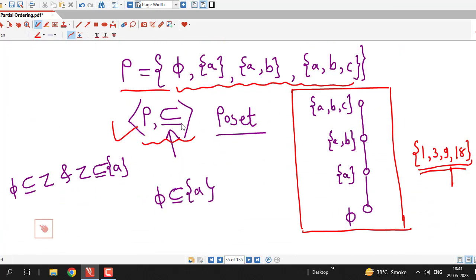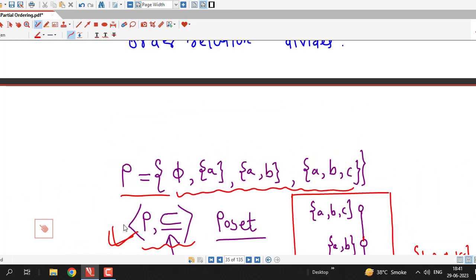And for this partially ordered set also we are getting a chain in the Hasse diagram. Therefore this is also an example of a chain or totally ordered set.